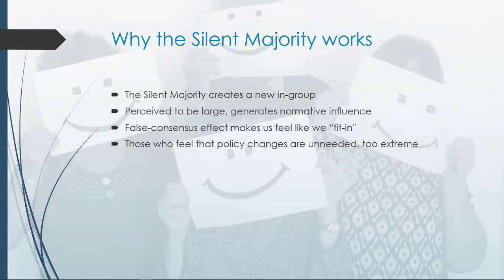The other big thing that appeals to the silent majority is that because it is so broad and vague, even if people only have small discrepancies with a vocal minority's plan, they're able to more easily fit in with the silent majority, whether that's because they believe that the policy changes being promoted by minorities are unneeded, or perhaps too extreme. People are more likely to side with the silent majority because they assume it agrees with them.